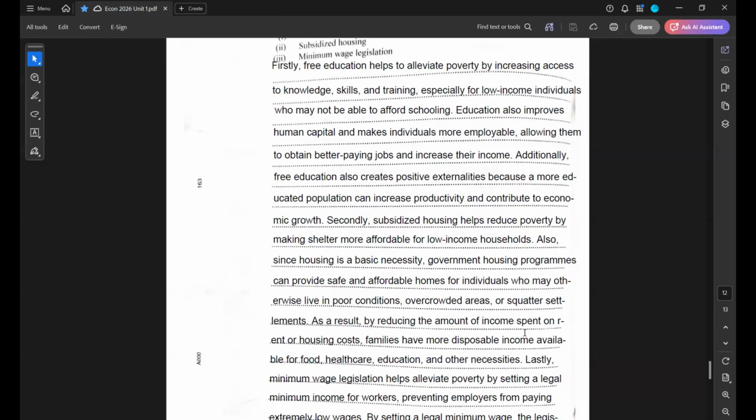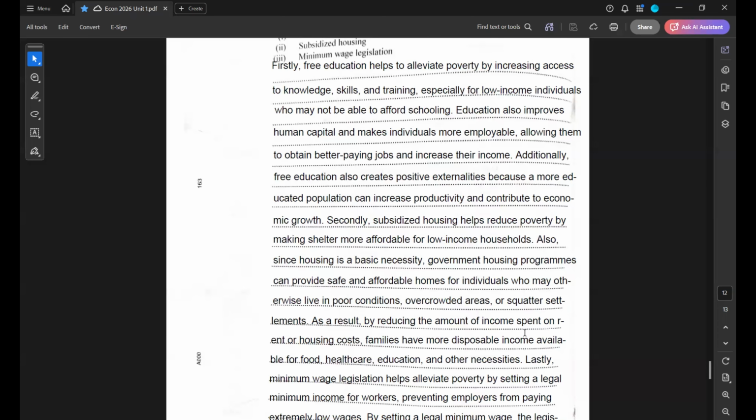Also, since housing is a basic necessity, government housing programs can provide safe and affordable homes for individuals who may otherwise live in poor conditions or crowded areas such as squatter settlements. As a result, by reducing the amount of income spent on rent or housing, families have more disposable income available for food, healthcare, education, and other necessities.